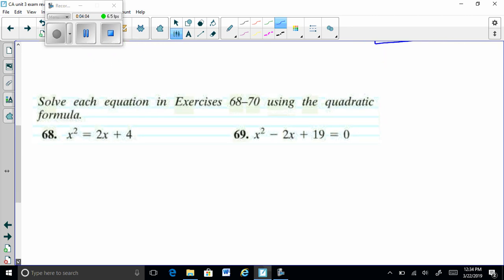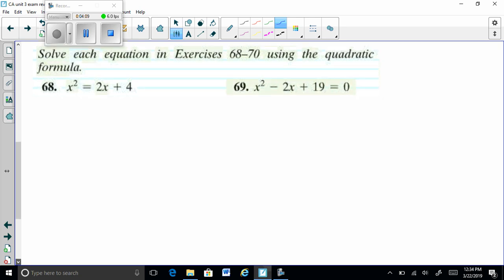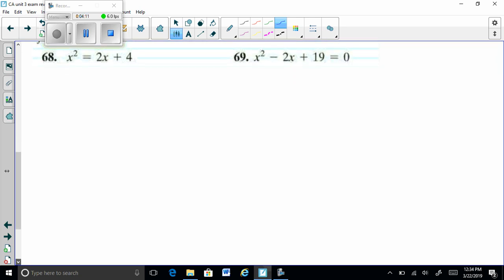And so I got a couple here for us to do. Okay, sorry, my computer is acting up on me. If I can get us back where we need to be.